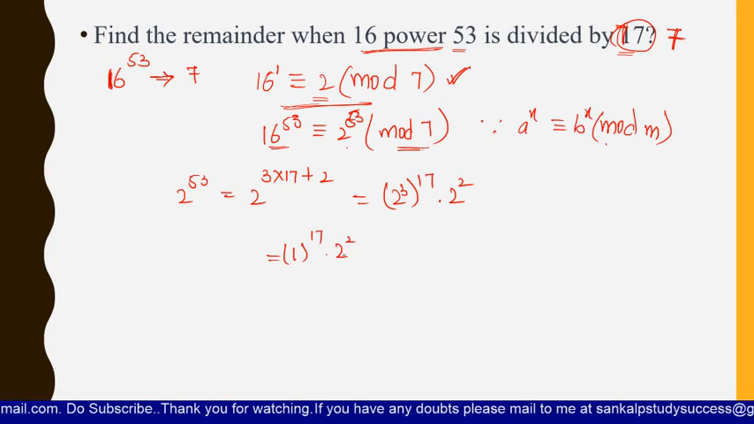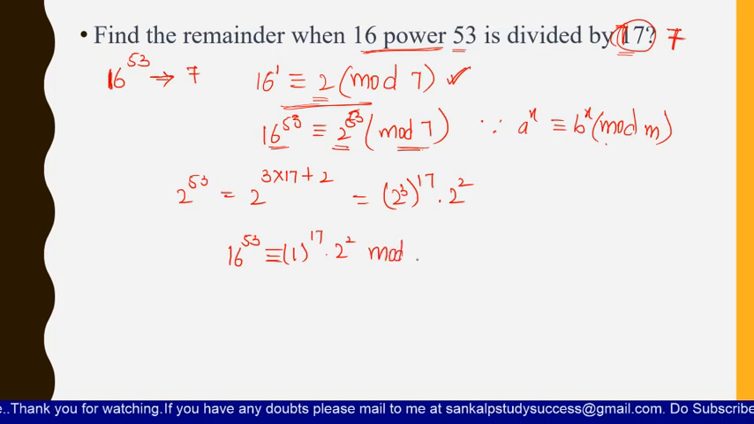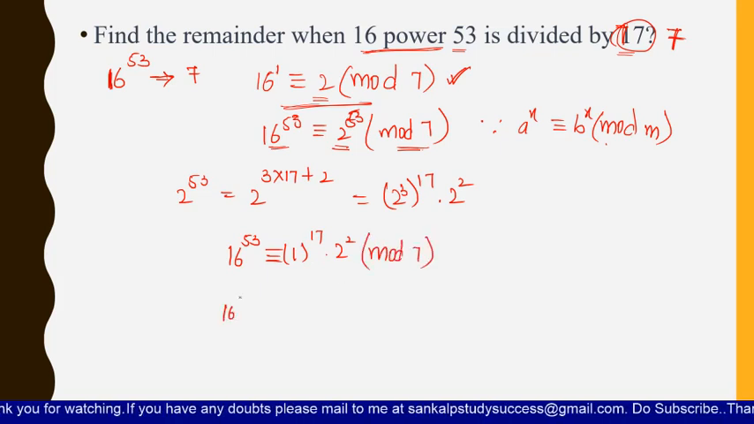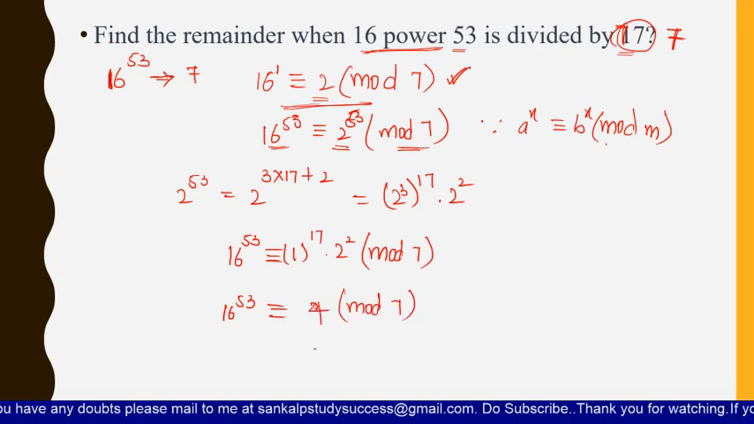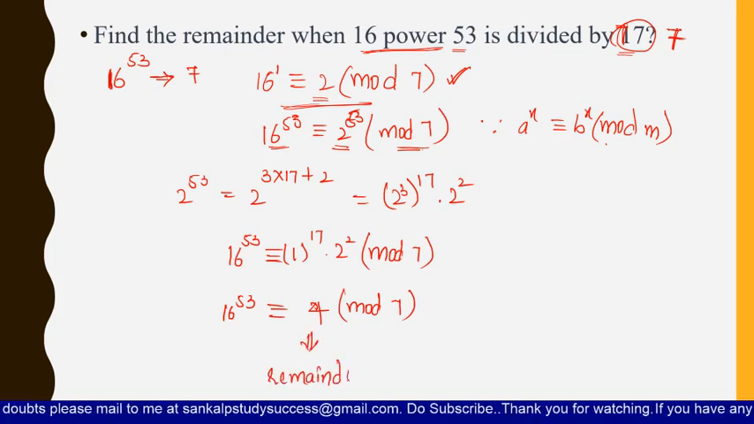So now let us substitute this in the place of 2 power 53. That means 16 to the power of 53 is congruent to 1 power 17 into 2 square mod 7. Now 1 power 17 is anyhow 1. So 2 square is 4, 4 mod 7. That means here you got the remainder as 4. So if you divide 16 to the power of 53 with 7, then you will get the remainder as 4. Okay, I think you are clear with the problem.